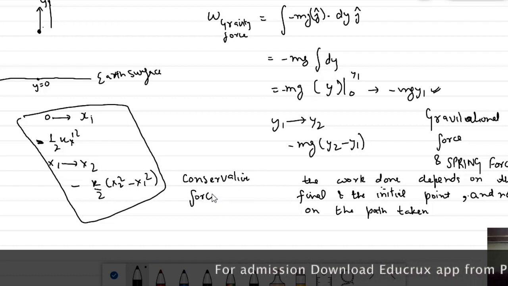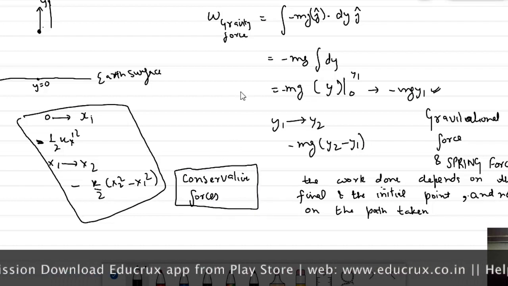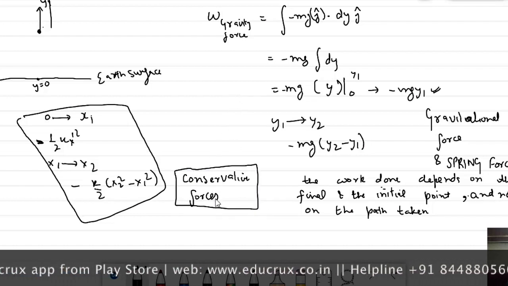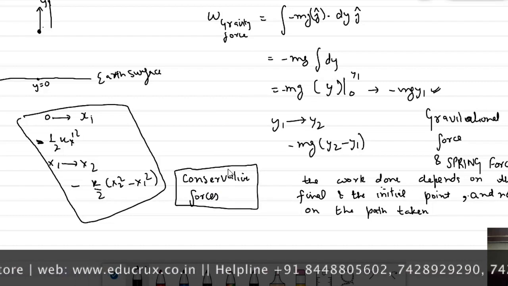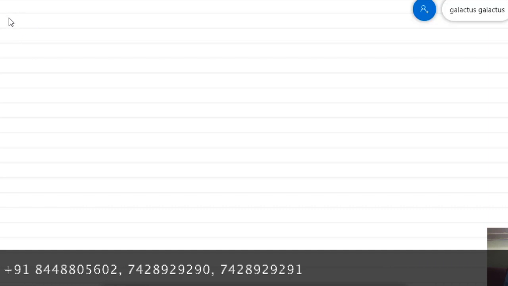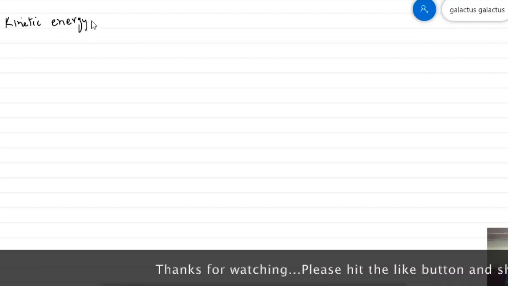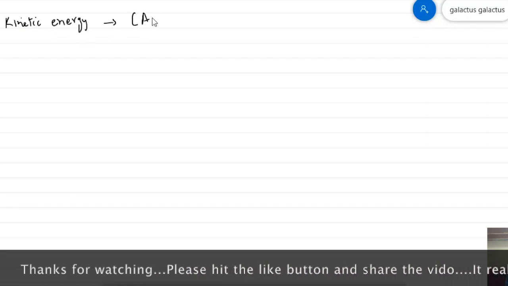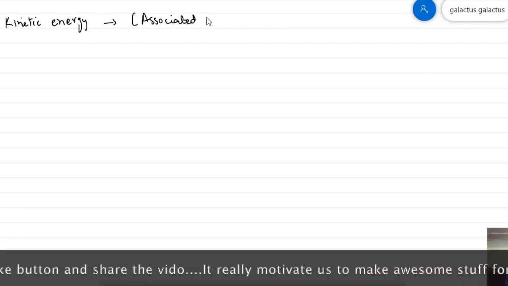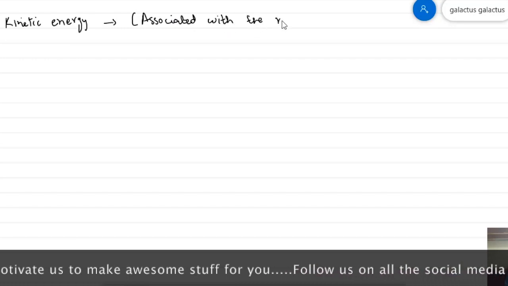Conservative forces. So gravity and spring force are conservative forces. Let us now focus our discussion on kinetic energy and potential energy. So kinetic energy is the energy associated only with a moving particle.